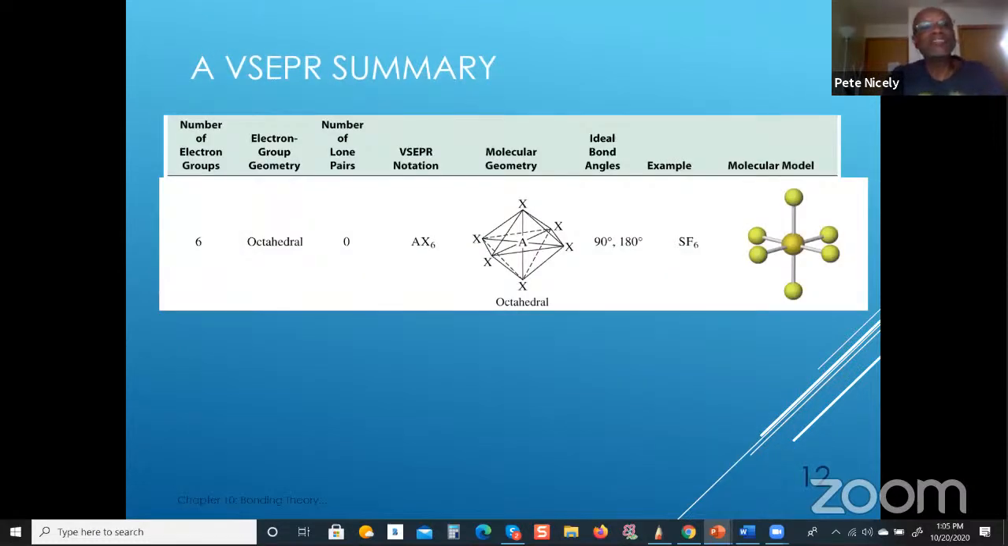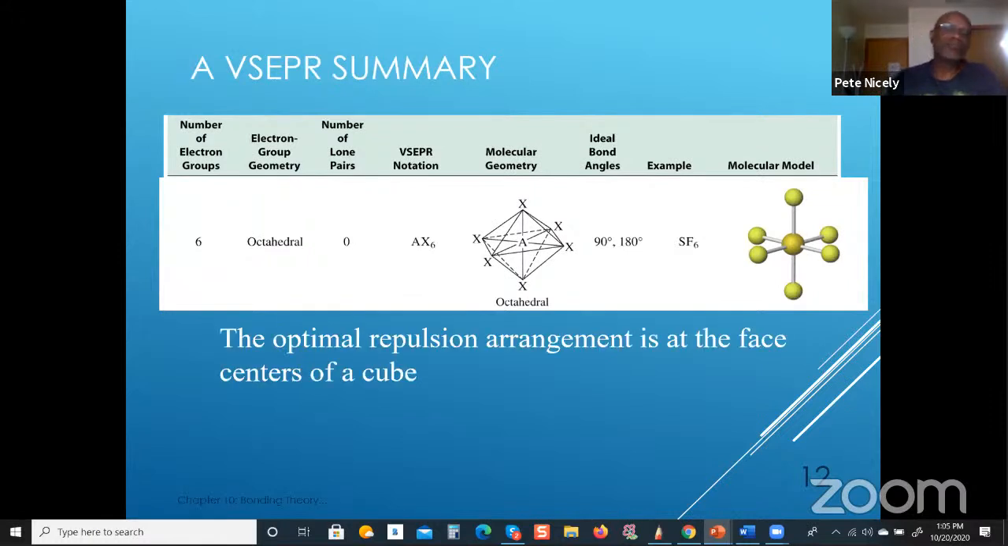Next we're going to look at where we have 6 electron groups around the central atom. The electron group geometry for that would be octahedral, and we're going to look at a situation where there are no lone pairs. In this case, the VSEPR notation is AX6, and this would be the shape adopted by the molecule having this arrangement. You have the central atom surrounded by the 6 atoms in an octahedral fashion.